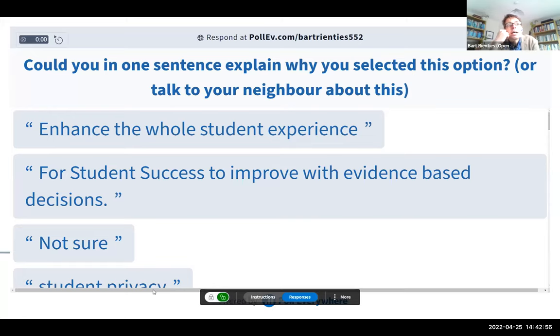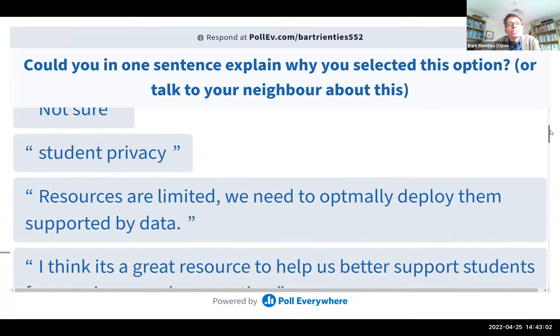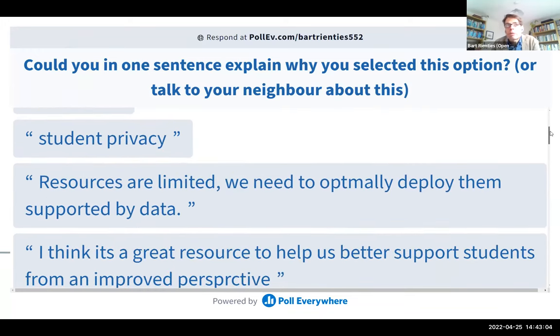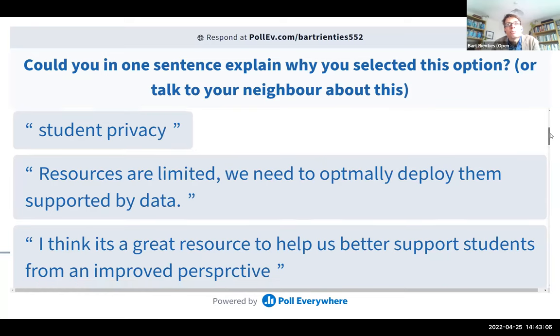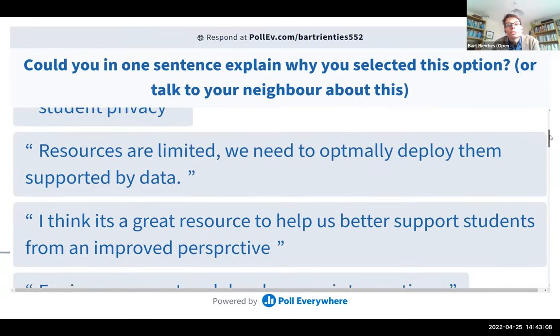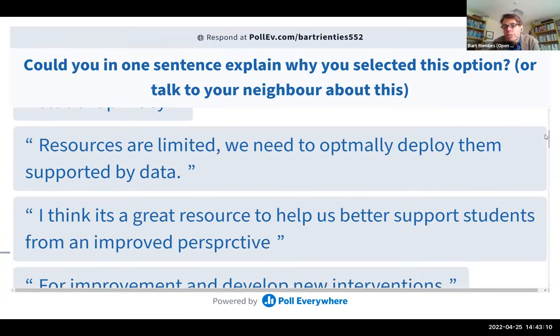Yeah, and I'm just scrolling through your excellent comments. It's really important. Somebody mentioned also the resources are limited and we need to optimally deploy them, supported by data. I think that's a really important point as well. Ashton, you want to come in?